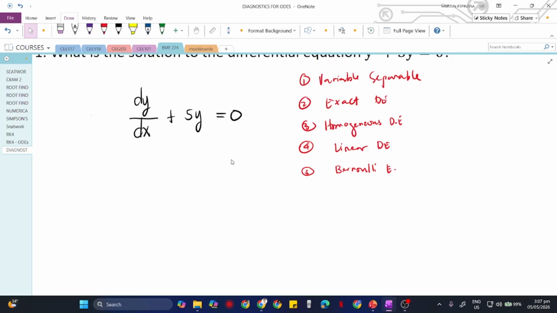In variable separable, we are basically isolating the variables. If we can separate y from x, then we do that. Here we can just transpose 5y, so dy over dx is equivalent to negative 5y. As you can see, the y variables can be isolated on one side of our equation, and the other variable on the other side.